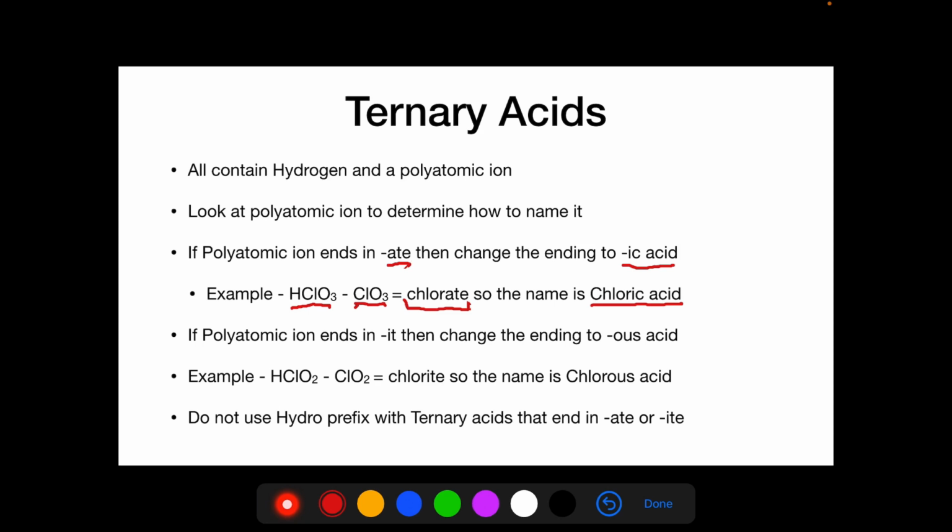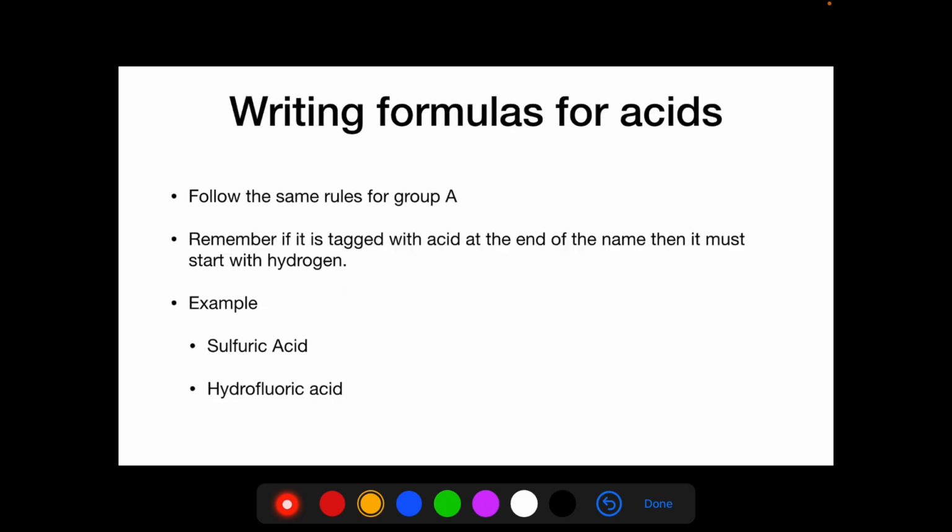Now, if the polyatomic ion ends in ITE, then we change the ending to OUS acid. So for example, HClO2: ClO2 is chlorite, so the name would become chlorous acid. And we will never use hydro with ternary acids if they end in ATE or ITE.